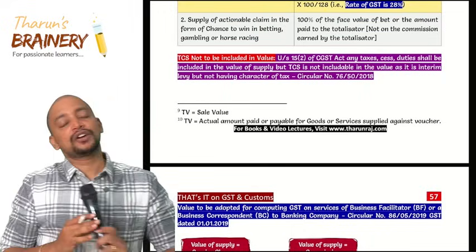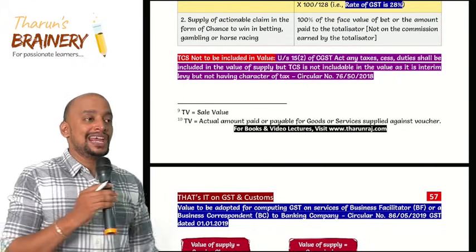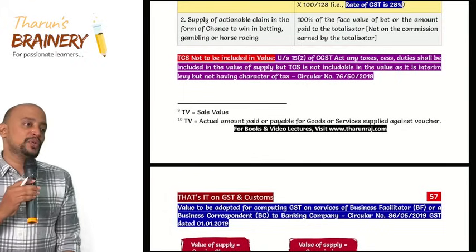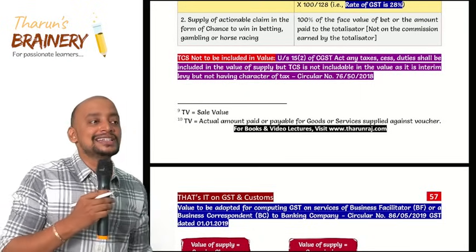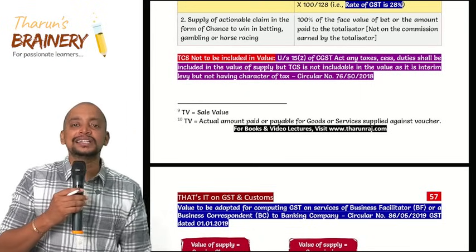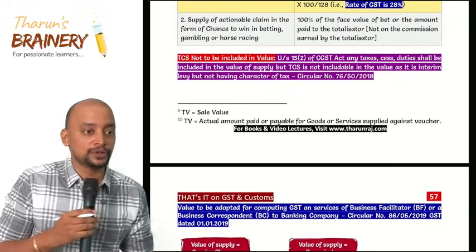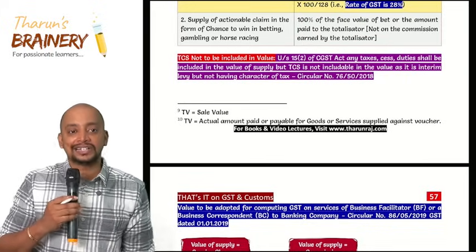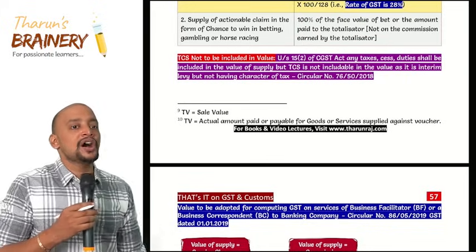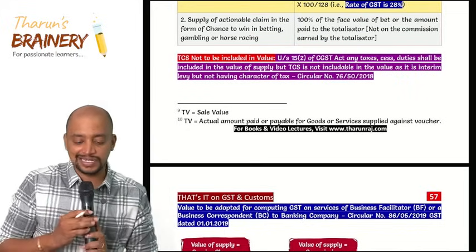Now the question involved here is that as per section 15 subsection 2 clause A, any taxes, duties and cess by whatever name called should be included in the value other than GST. Is TCS under income tax other than GST? Yes. Then logically TCS under income tax should be included in the value. But the CBIC circular says that TCS is not a tax, it is an interim levy, not having the character of tax. So don't include it while computing the GST.